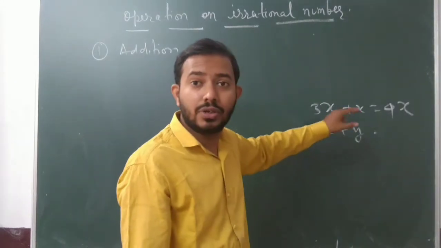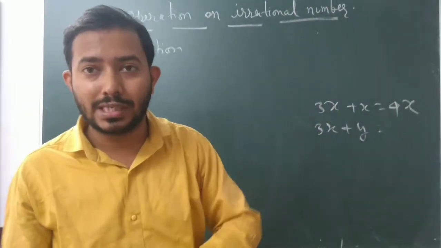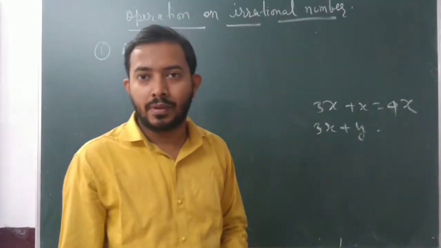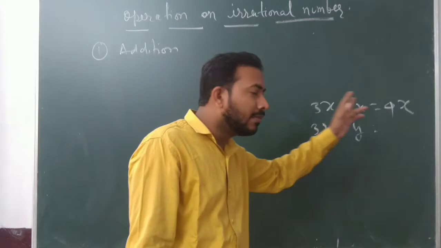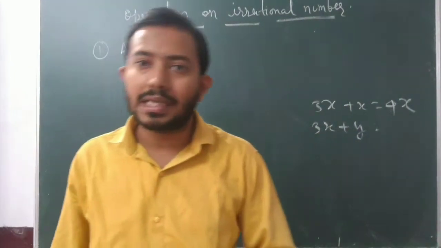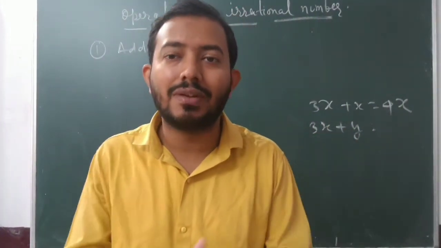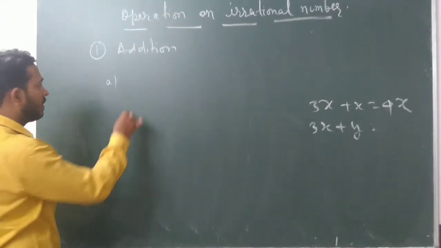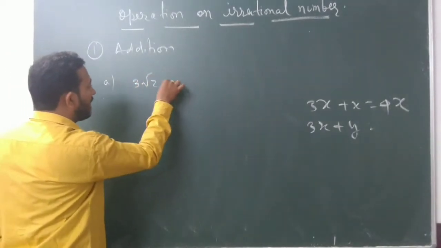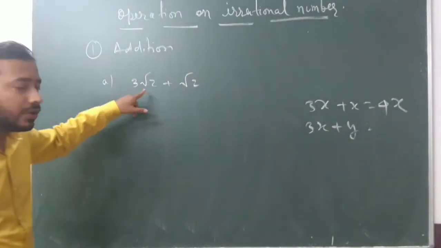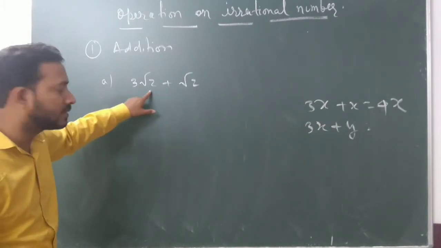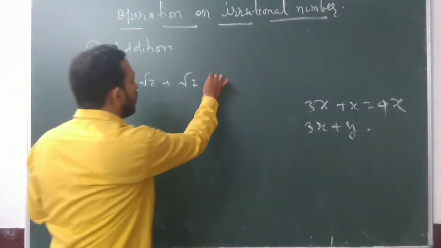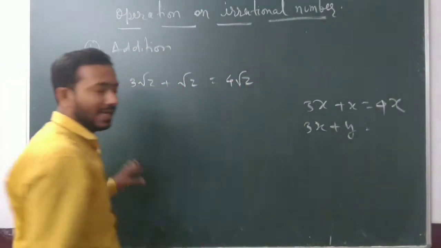Instead of x, whatever root irrational number we get, that we need to take. And we'll see whether the same root number is there or not. If it is there, then we will add. So here, for example, we'll take 3 root 2 plus root 2. Here you need to take root 2 as x, that means 3x plus x. So 3x plus x means 4 root 2, that is 4x.